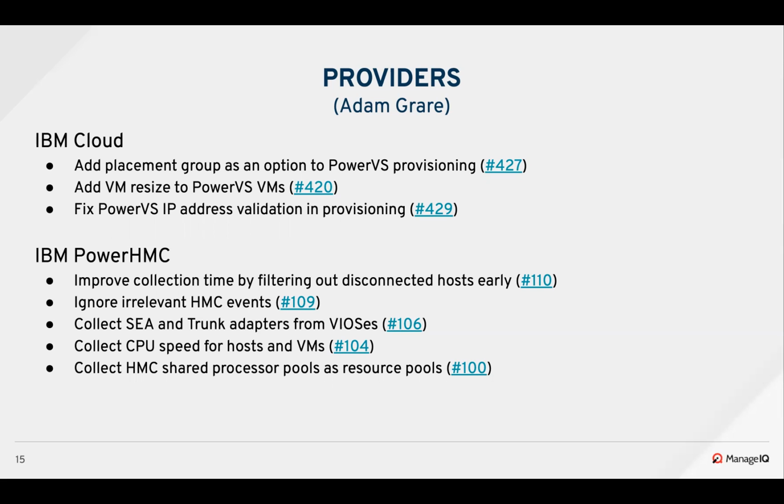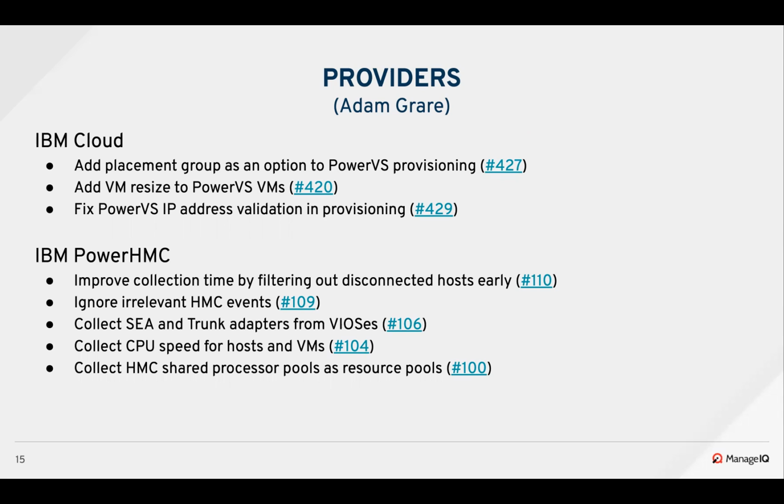A lot of enhancements in HMC this sprint. So they improve collection time if there are some disconnected hosts in inventory by using an API call that gets the summary of all the hosts first, and then they can skip collecting the specific hosts if any of them are disconnected. Previously, it would try to collect detailed information from every host and hit the HTTP timeout if it was disconnected. So now they're skipping any that are disconnected, so you don't have to hit that timeout.